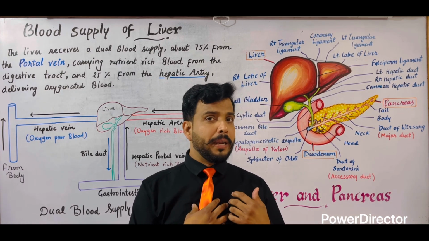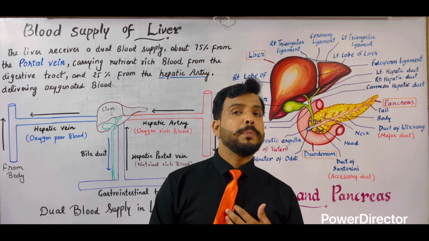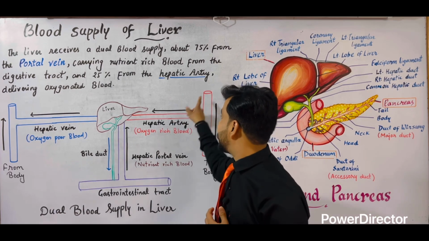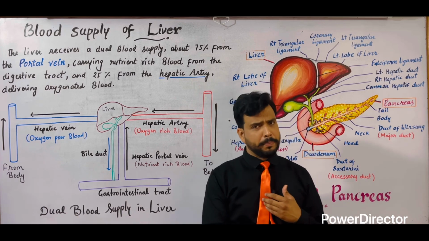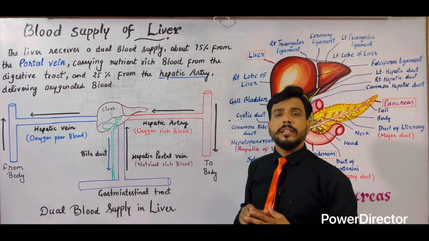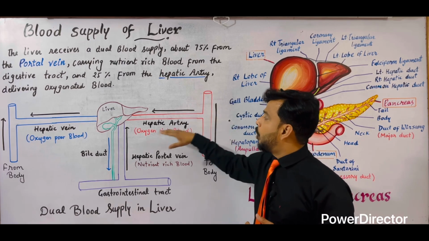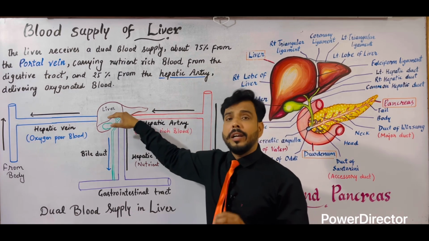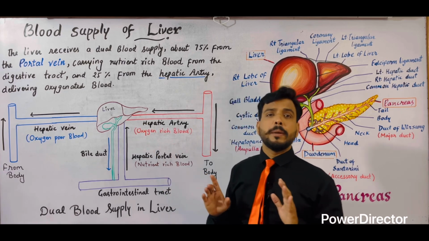The oxygenated blood moves towards the lower parts of the body through the descending aorta. So this is the descending aorta, which carries the blood to the different parts of the body. From this aorta, the hepatic artery arises, which carries oxygen-rich blood into the liver. This is the single blood supply.